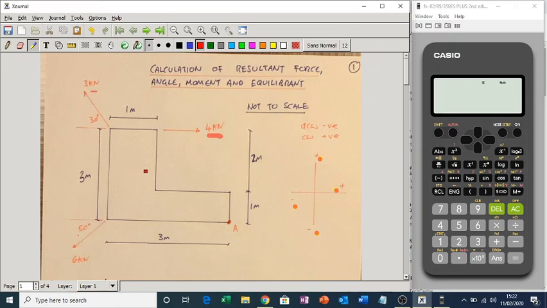So first of all, we've got to work out the vertical and horizontal components of these forces using that force and that angle. This one's an easy one because it's coming straight horizontal, so there's no angle, so it's horizontal only, there's no vertical component.